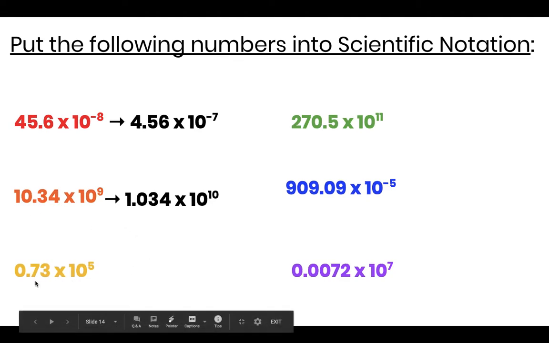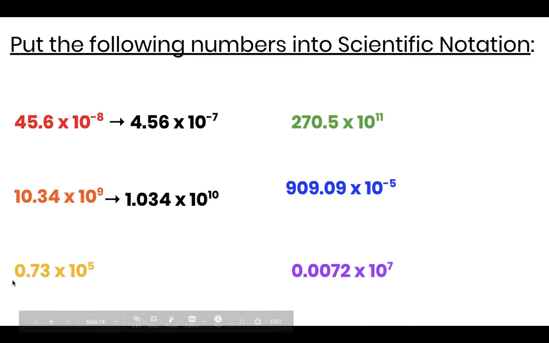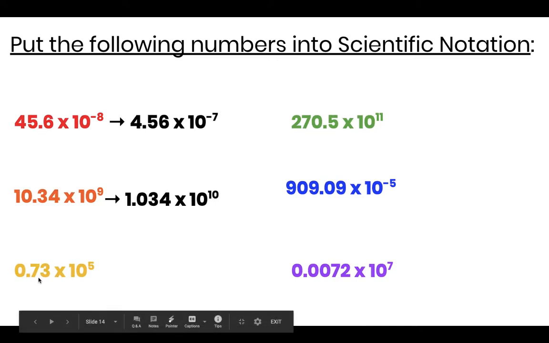Next one, 0.73 times 10 to the 5th. This is not in proper form. It's too small. We need to have a number at least in front of our decimal, a 1, or bigger, but less than 10. So we have to move our decimal to the right 1, so think of LARS, L-A-R-S, so we're looking at the R and S since we're moving it to the right. R is the right. Since I moved it 1 place, S stands for subtract. We're going to subtract 1. So our answer is going to be 7.3 times 10 to the 4th. I subtracted 1 from the 5.